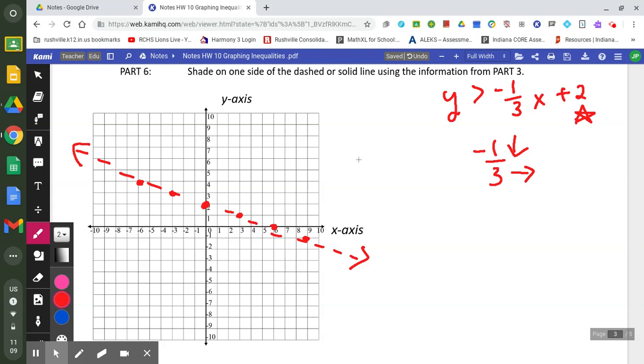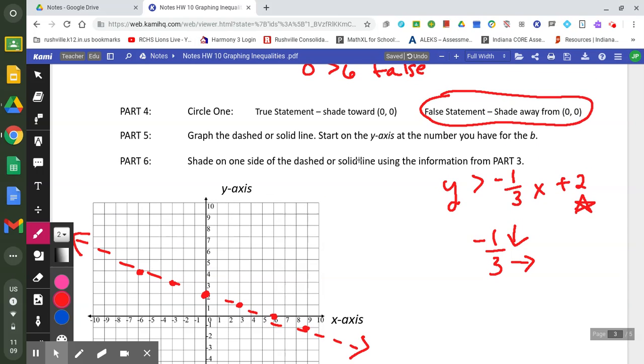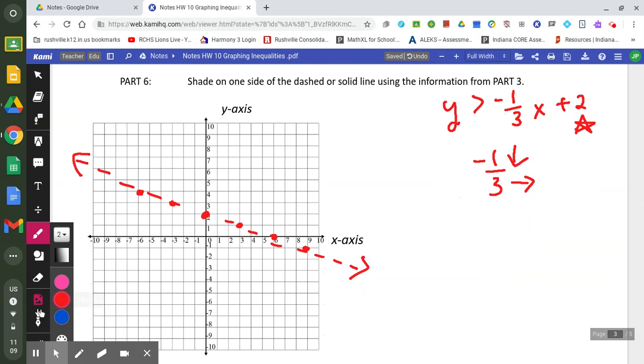And our shading, I believe, was, yes, it was a false statement. So our (0, 0) is right here. We're going to shade on the opposite side of the line from where the (0, 0) is, so that's over here.